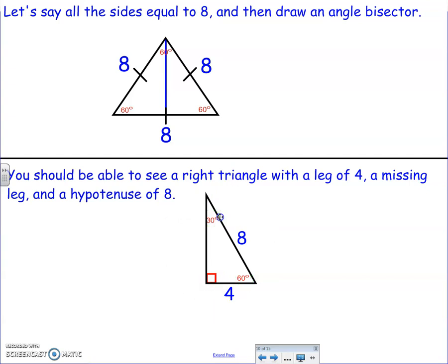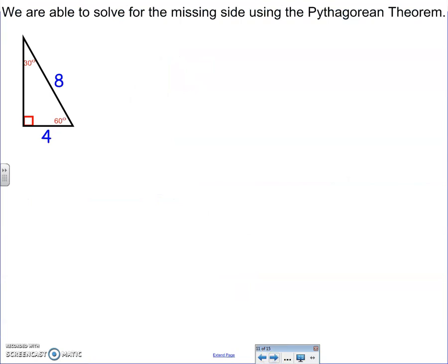Notice that the hypotenuse is double the leg from the 30. Just so you know, that's the big thing. So across from 30 is 4. Across from 90 is 8. You double that. Anyways, we can solve for the missing side using the Pythagorean Theorem. So again, I'll just call these A, B, C. C is the 8. I call this A, I call this B. Pythagorean Theorem: A squared plus B squared equals C squared.